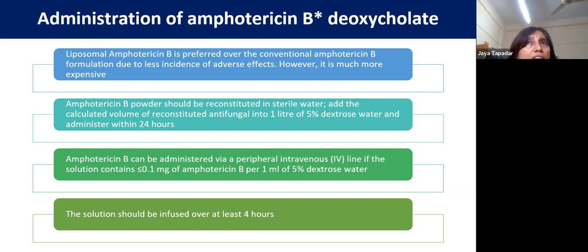And you can have anaphylaxis also. You can have severe myocarditis with amphotericin B. So the first 10 to 15 minutes, you can wait till half an hour also, is the time where you should monitor these patients. Okay, next, please.